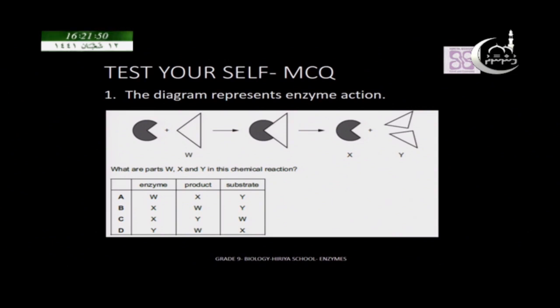From these diagrams you should be able to find out what is the substrate, what is the product and what is the enzyme. Looking at this, you should know the enzyme is where we have an active site. Even if you are not sure which is the enzyme or substrate, always find out the products first, which is Y. So, the answer is C.